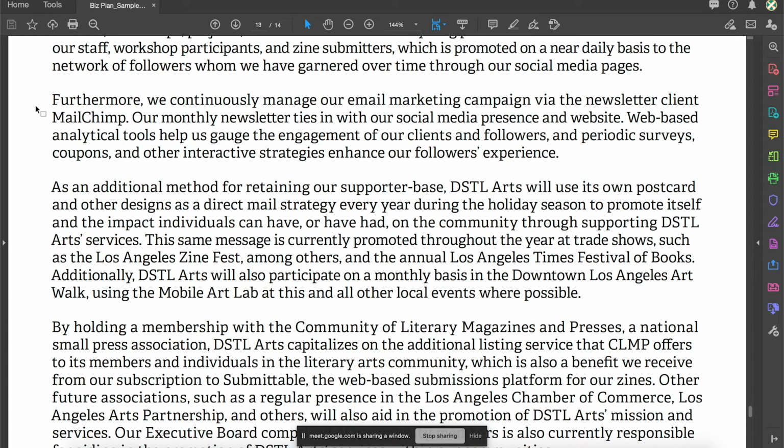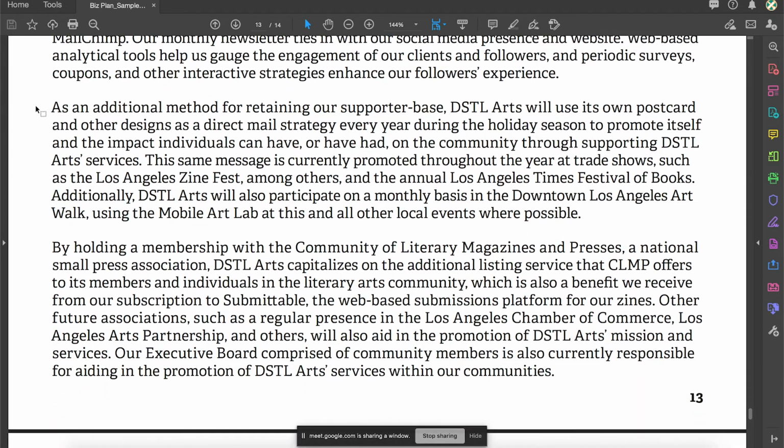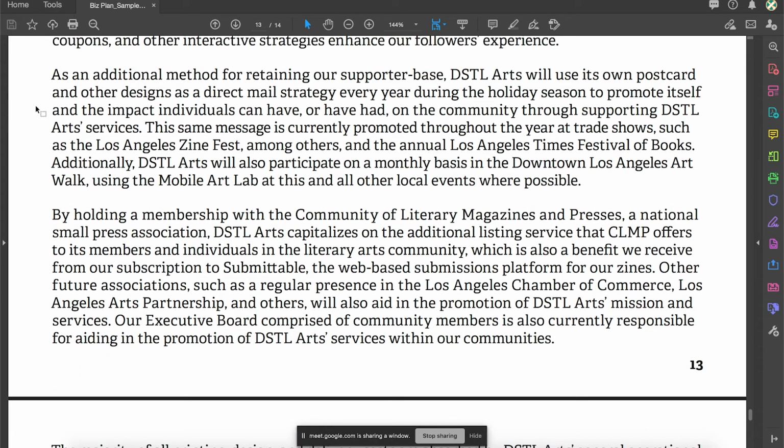Everything could have multiple purposes, right? Going to a zine fest isn't just about selling. It's also about telling people about the programs. If you're going to a zine fest and selling your zine, it's also about getting people to know you and your voice and your brand. And the interactions that they have with you are going to be what make them a return customer in the future.